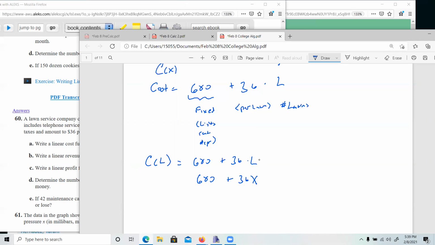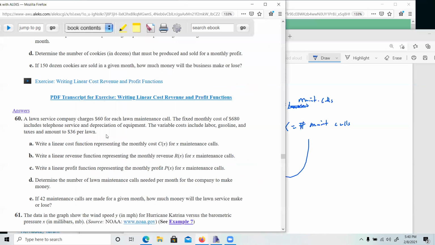So lawns is the same thing as maintenance calls. X will be the number of maintenance calls. Fine. And there's our function for C of X. We have to type this into a computer, and Alex gets to grade it, which is why I suspect they're going to insist on using X. But honestly, you can use any letter you'd like. So there's our monthly cost.